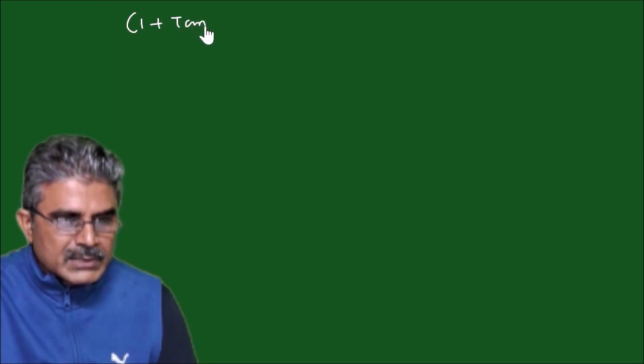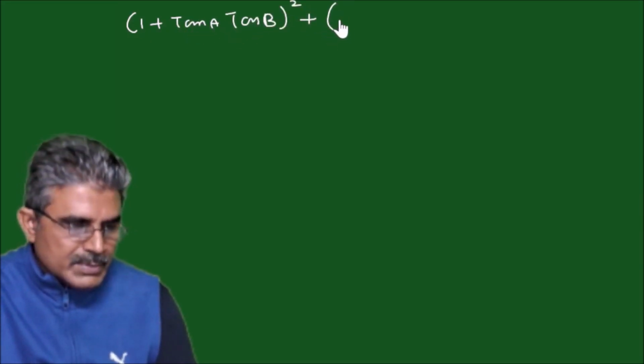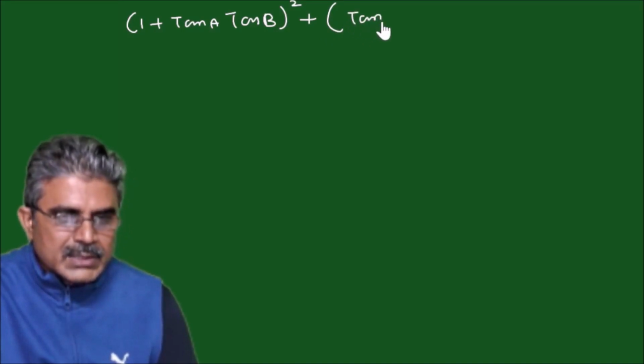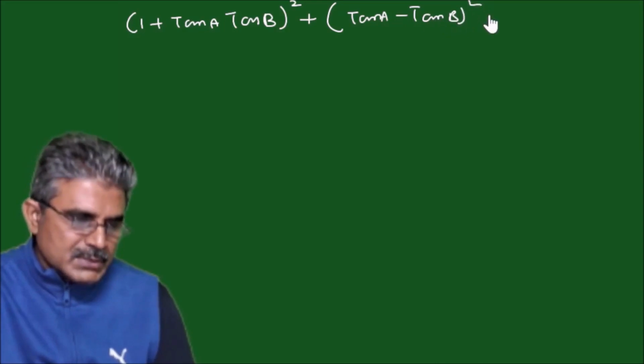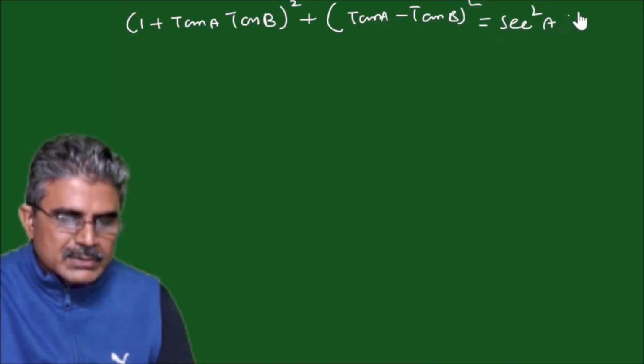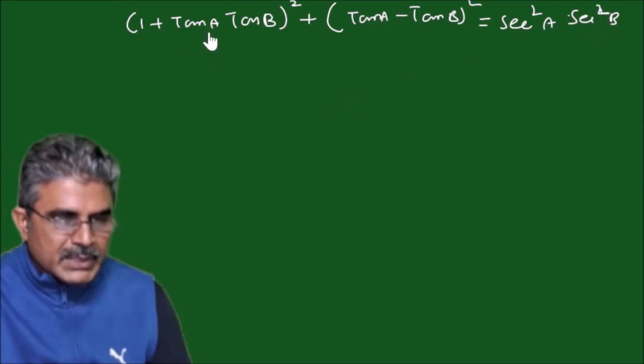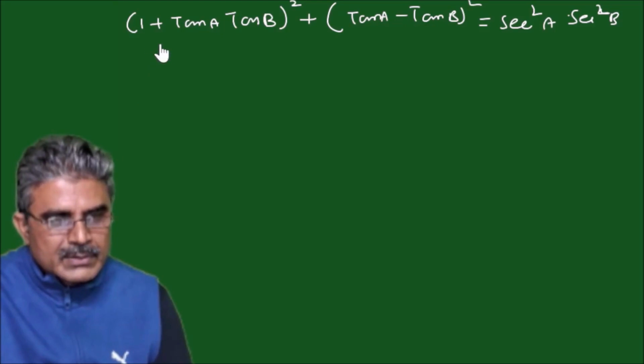Our next problem is (1 + tan A tan B)² + (tan A − tan B)² is equal to sec²A sec²B. That is what we need to prove. Try to expand this one first. So it is (a + b)².